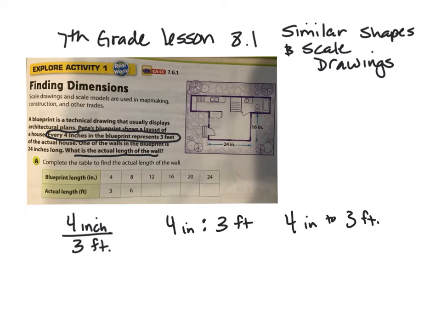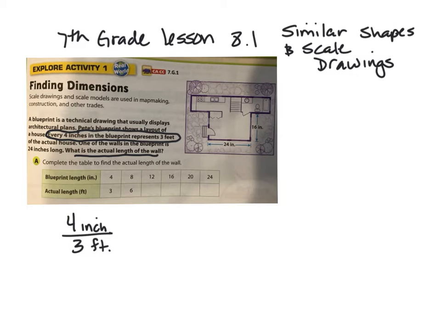So I tend to use them in this circumstance. I use them in fraction form. And you'll see what they did here is the blueprint length in inches and actual length is in feet. And they did a 4:3 ratio. You'll hear me call this a scale factor a lot. This is the ratio, the scale factor, that they gave us in the information. For every 4 inches, that represents 3 feet.